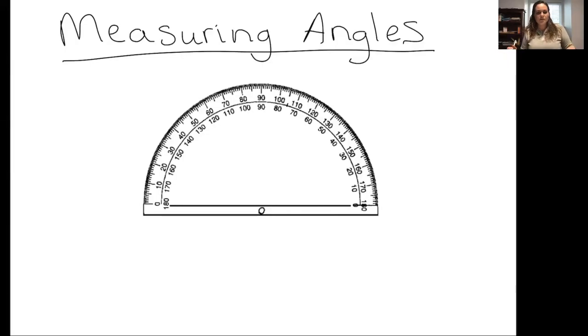All right, everybody. So we are doing a lesson on angles today, and we are measuring angles. So last week we talked about the different types of angles, and today we're going to talk about measuring them using those protractors that came home with you today.